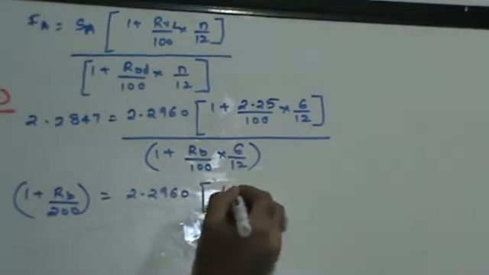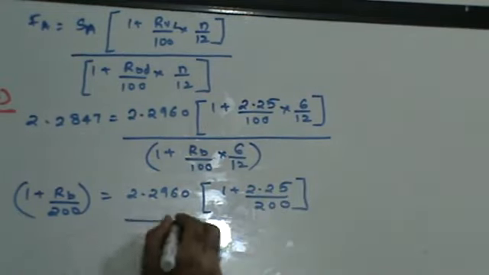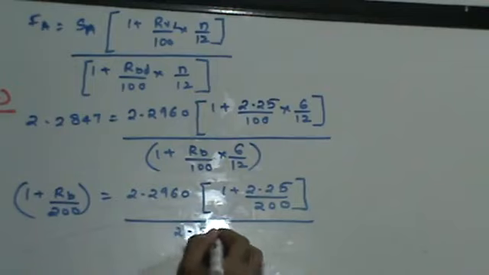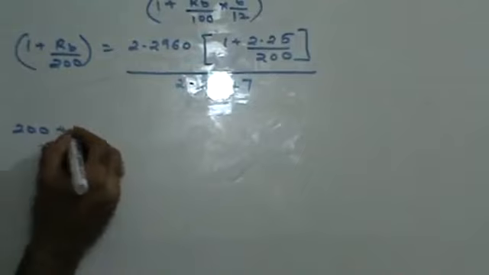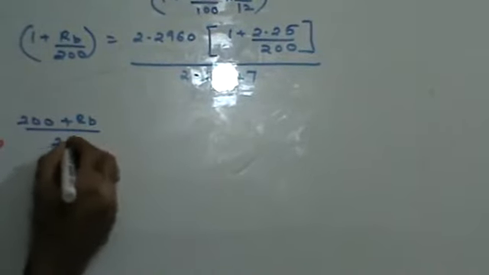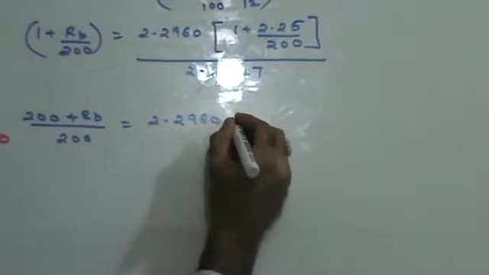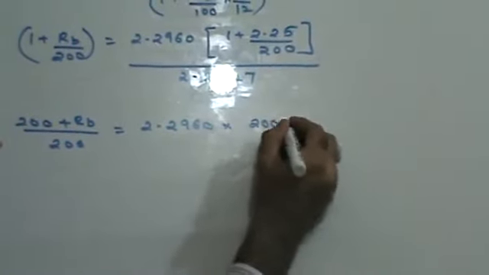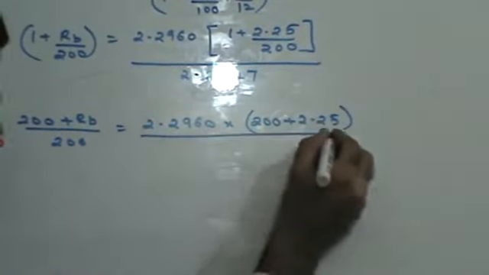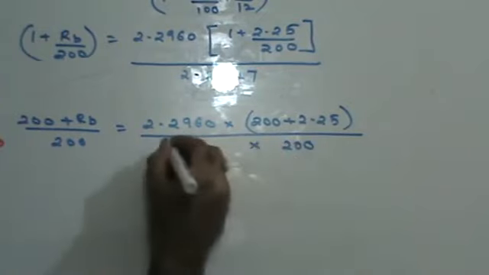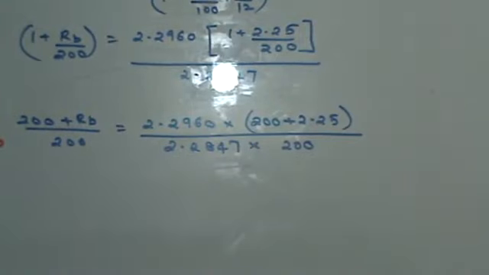So you will get 1 plus RB upon 200 is 2.2960. 1 plus 2.25 upon 200, 6 divided by 12, upon 2.2847. So in that case, this can be written as 200 plus RB upon 200 is 2.2960 into 200 plus 2.25 upon 200 into 2.2847. I'm taking that 2.2847 as my common denominator.